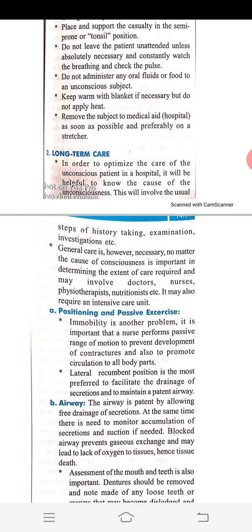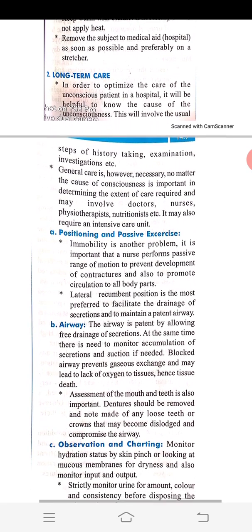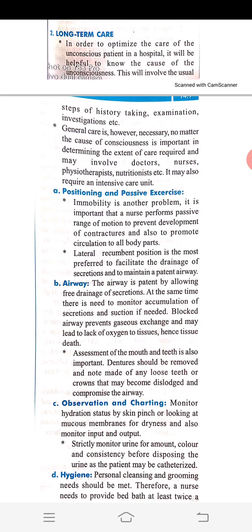And here, for those reasons, to know the causes and give care to the patient, all the health team members like doctors, nurses, and physiotherapists need to be involved. So for these reasons it also requires an intensive care unit, so the patient should remain in the ICU. Okay. So certain types of treatments are provided by the nurses as well as the healthcare team members. So let's see that.